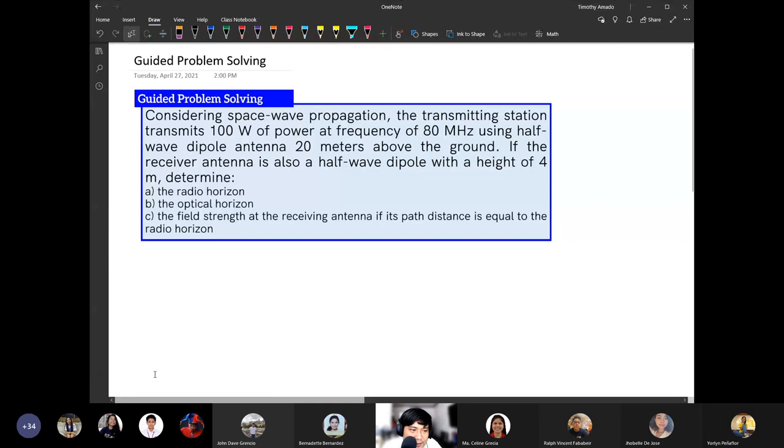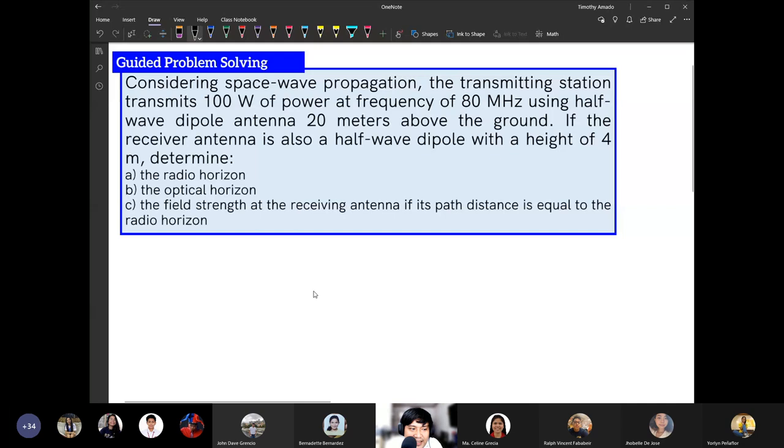First, we are asked to solve for the radio horizon. So, ano ang gagamitin nating formula? Dalawa kasi yung formula ni radio horizon. So, it is based on the units of the given: 20 meters and 4 meters. If that's the case, you can get the radio horizon in kilometers. This is given as square root ng 17 times 20 plus square root ng 17 times 4. Okay? So, ano yung distance in kilometers natin?